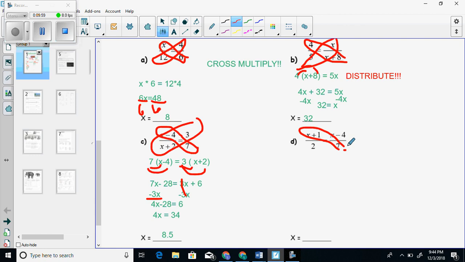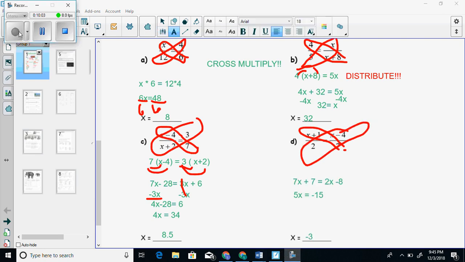Okay, same thing over here. You should try this one on your own, and when you do, you get x equals -3.